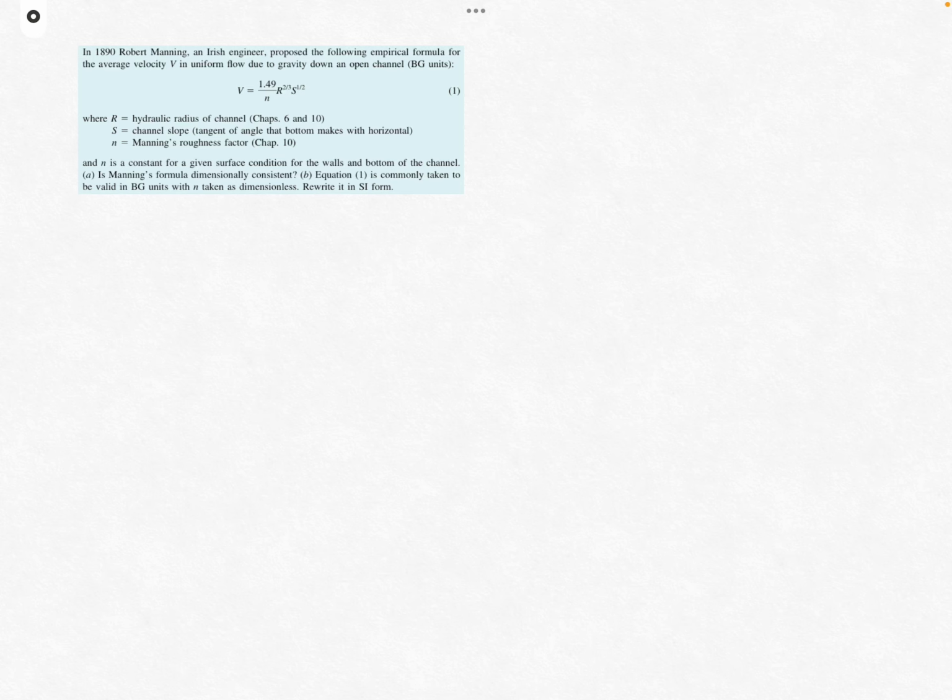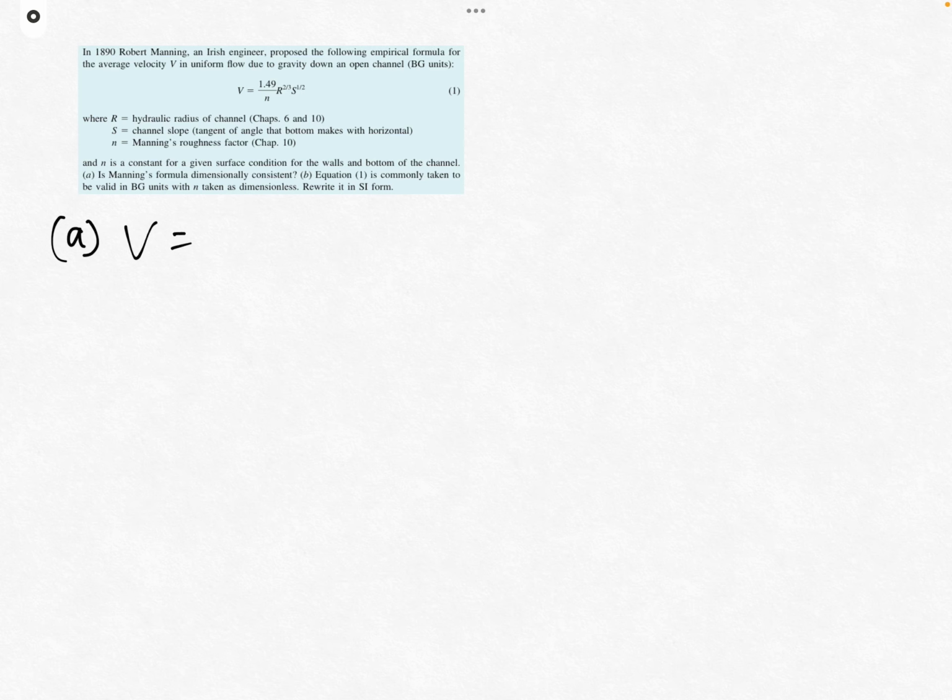And one of the key pieces of this question that we're going to see here is this constant of 1.49, which is specified in this problem, and it's going to play a key role in parts A and B. So in part A, we're asked, is Manning's formula dimensionally consistent? We're going to see that we actually don't quite have enough information to say if this formula is dimensionally consistent. And so this is really asking us, under what conditions is this equation dimensionally consistent? And then in B, we're going to rewrite this into SI. But let's start with part A.